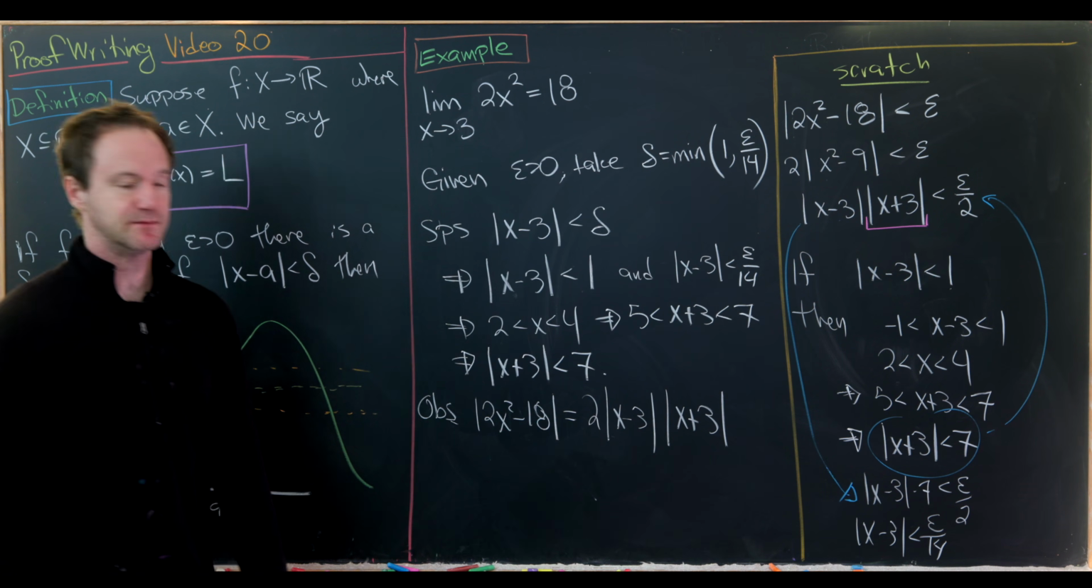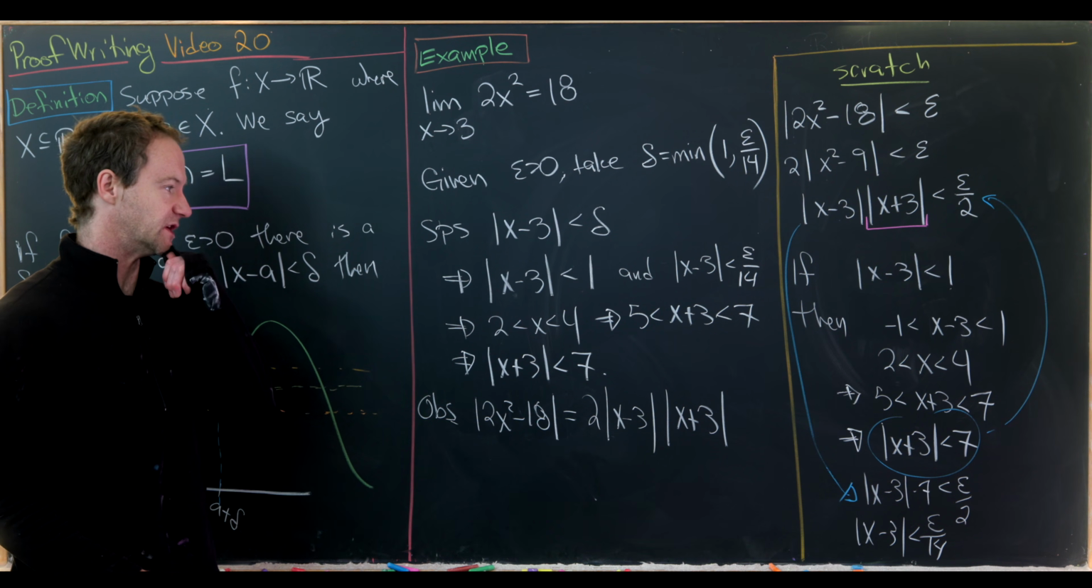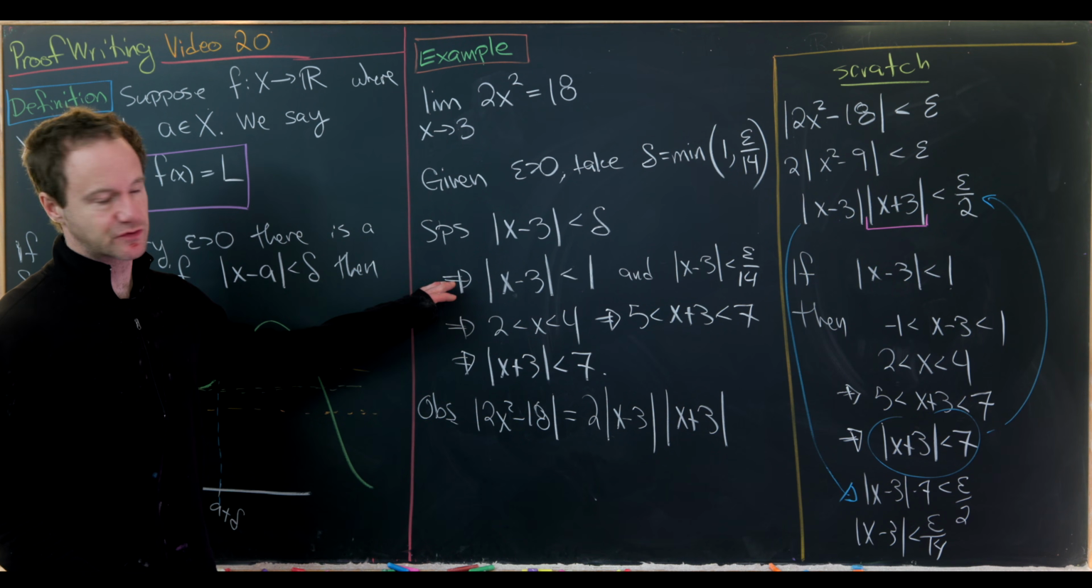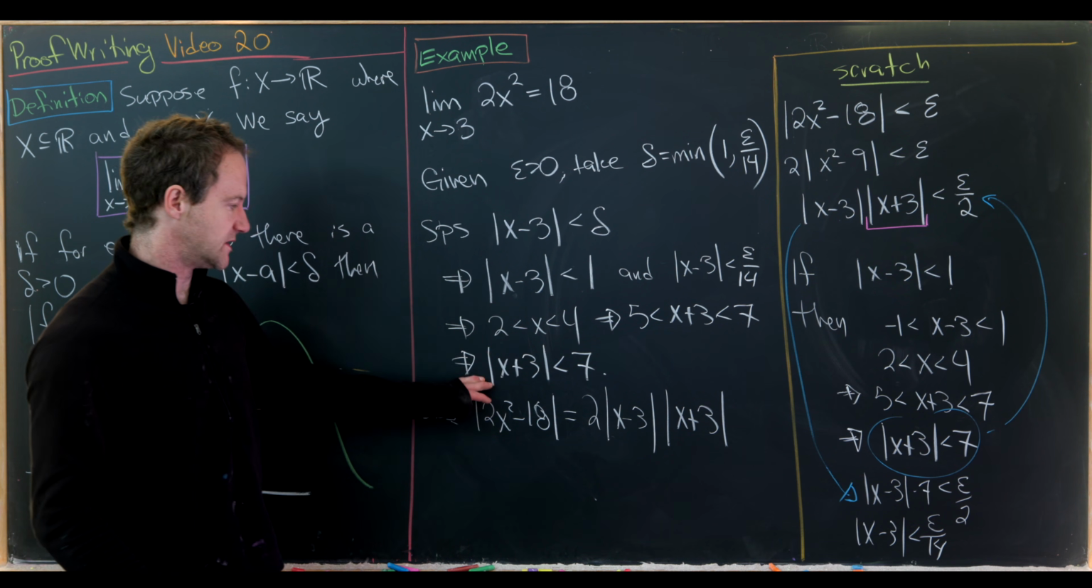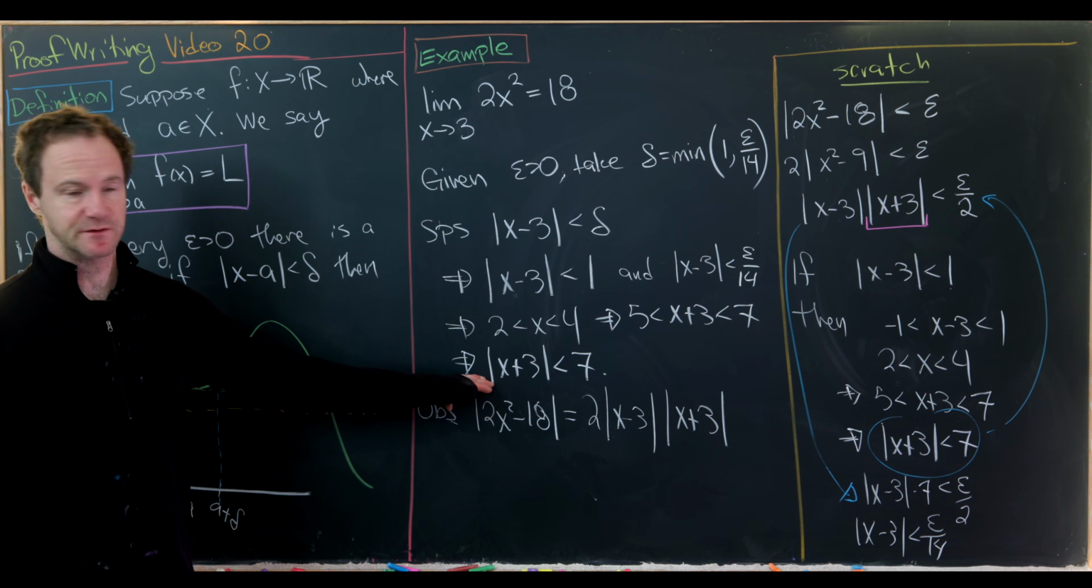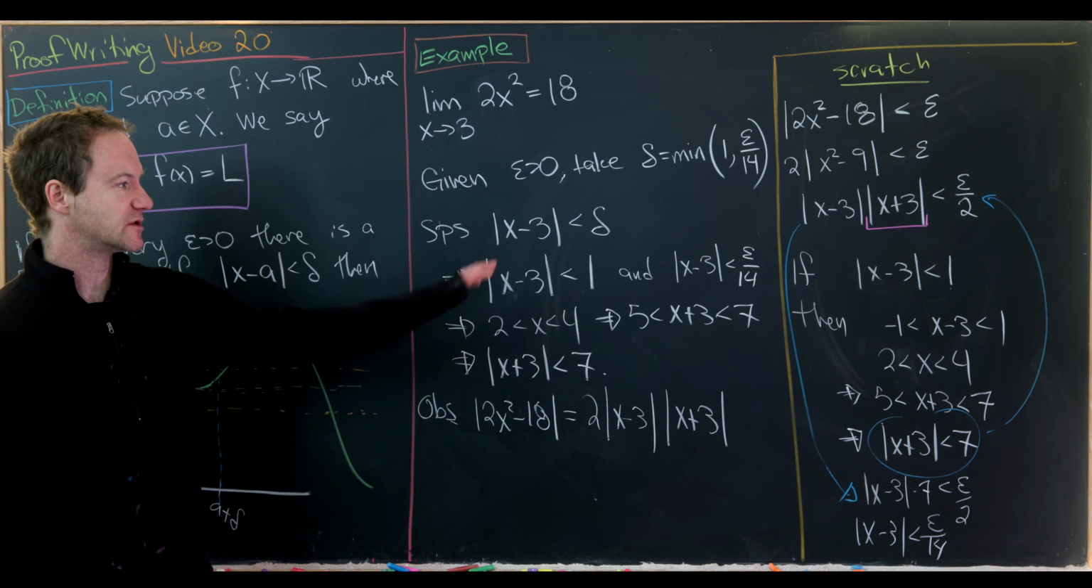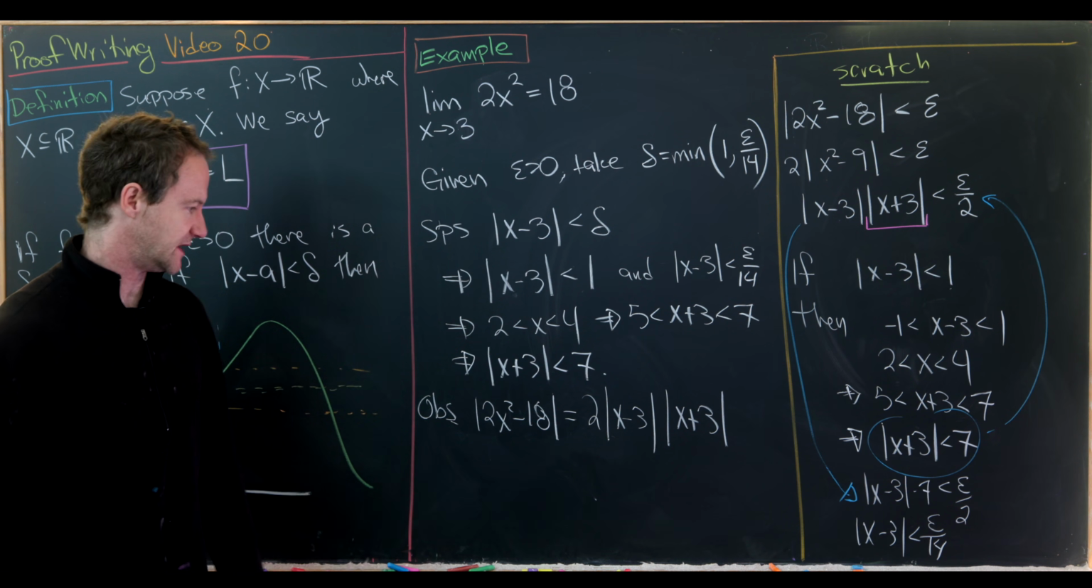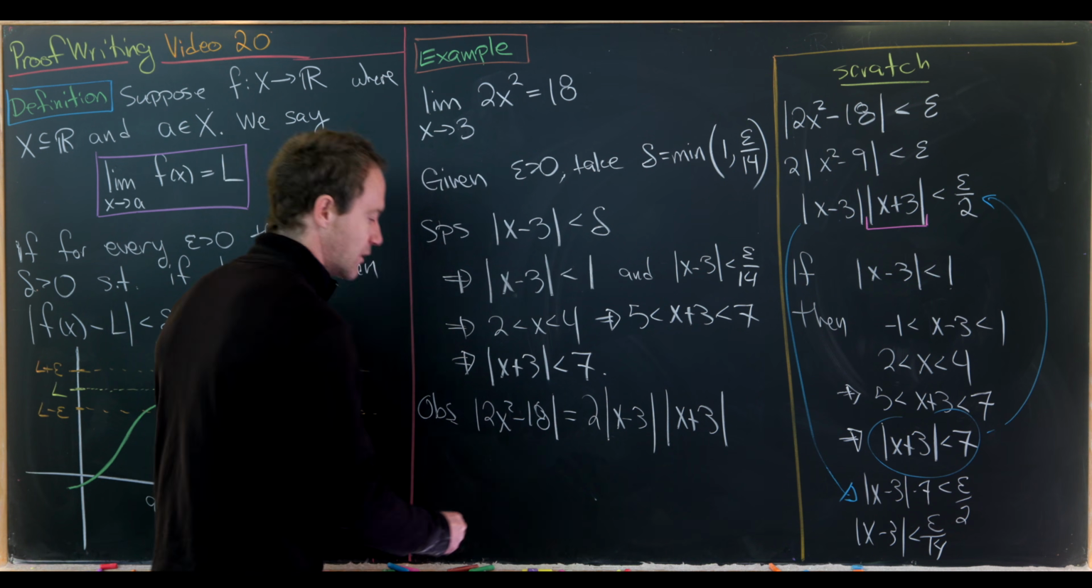That's what we get out of this minimum statement, and we'll use each of those. So just to reiterate, we use this less than 1 to derive this inequality for absolute value x plus 3, and we're about to use the epsilon over 14 here. Okay, so now let's use our inequality.